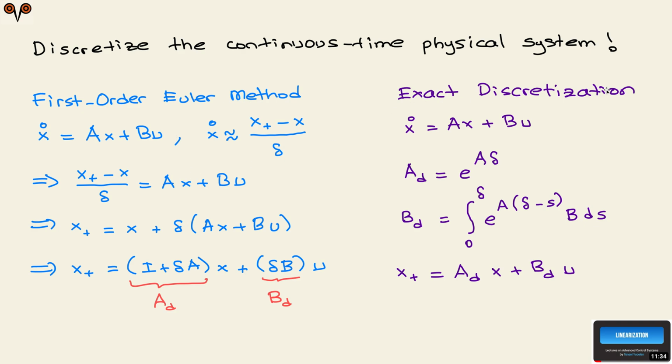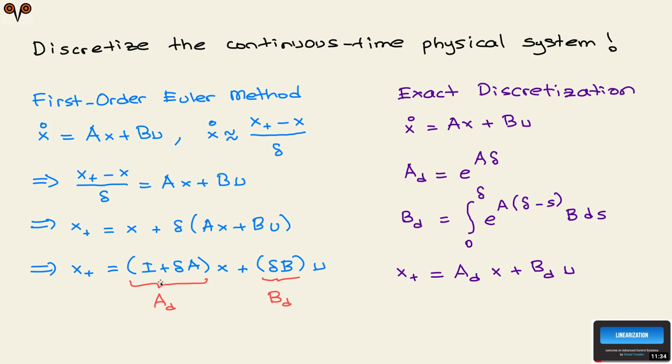Exact discretization is basically an approach where you take x dot like this, a linear system. You calculate AD as the matrix exponential e to the power of A at a desired sampling time, delta, or step size, and BD as the integral from 0 to delta of the matrix exponential A, delta minus s, B ds. Once you calculate this AD and BD, you put them here, and you have your discretized linear system.